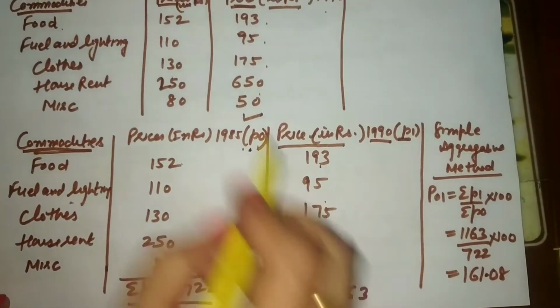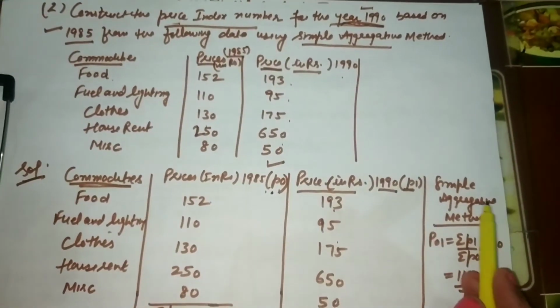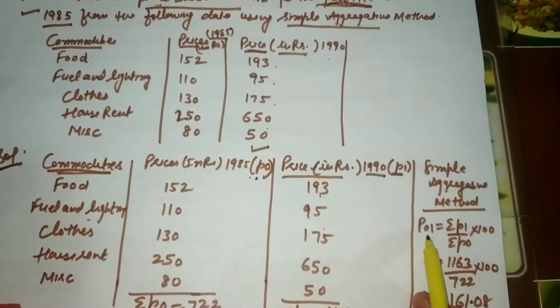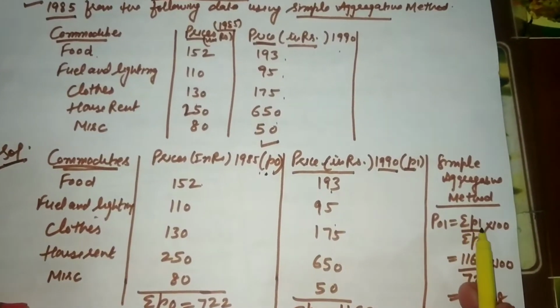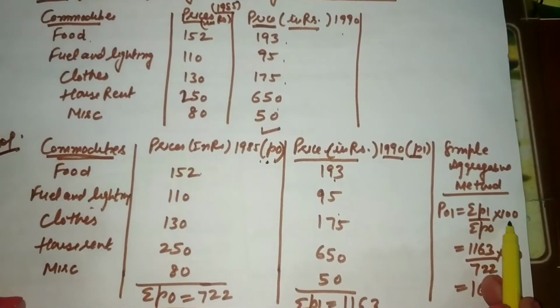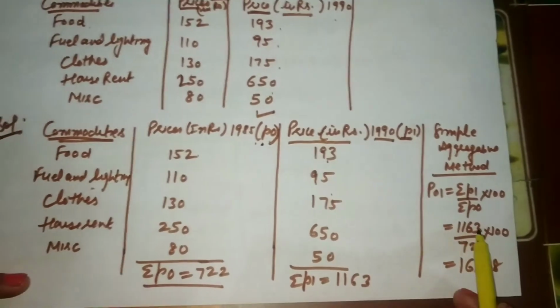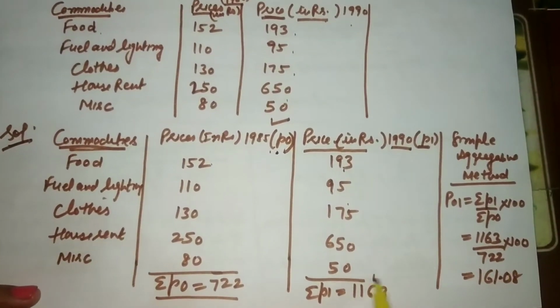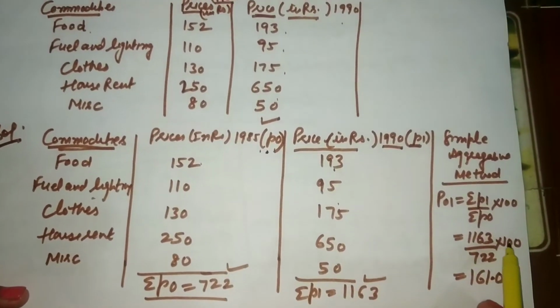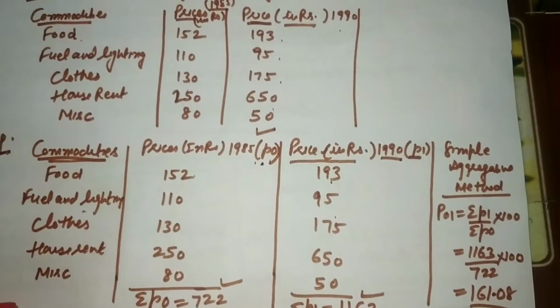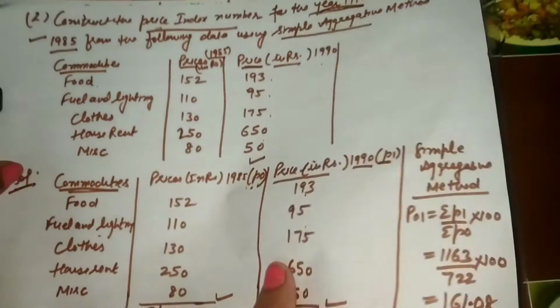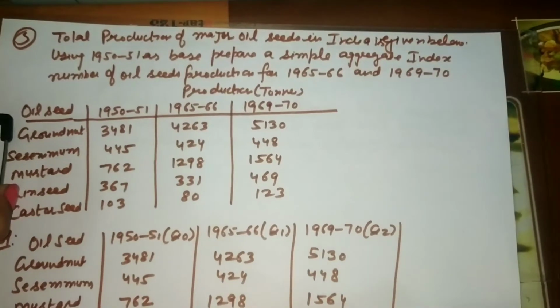Now we have to calculate the price index number. So the simple aggregate method I have discussed: P01 is equal to sigma P1 over sigma P0 into 100. That is 1163 over 722, which I have got already, into 100 is equal to this one. So this is the answer. Now I will explain another illustration of quantity.